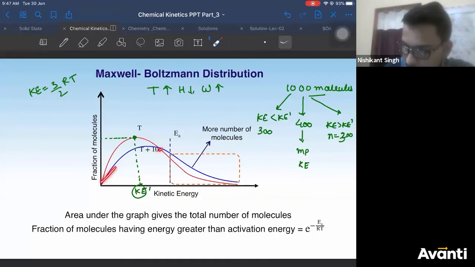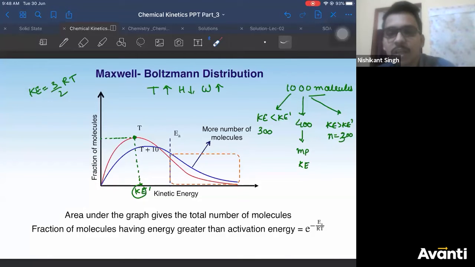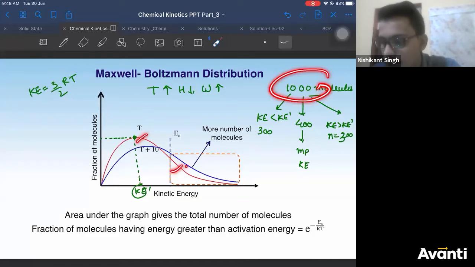As temperature is increased by 10, the height is decreased. You can see the height is decreased, but width is increased. Width of the graph is increased, right? But area will remain same. That means, because if there were initially 1,000 molecules, at a higher temperature also you'll have 1,000 molecules. So area will not change.